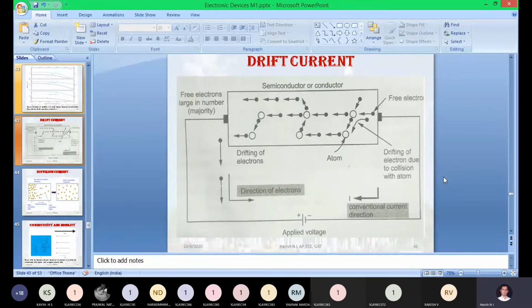Before entering the conductivity and mobility derivation, first we will discuss two things. The first is the drift current concept, and the second is the diffusion current concept. Once we get clarity about these two, then we will enter the derivation of conductivity and mobility in a piece of semiconducting material.